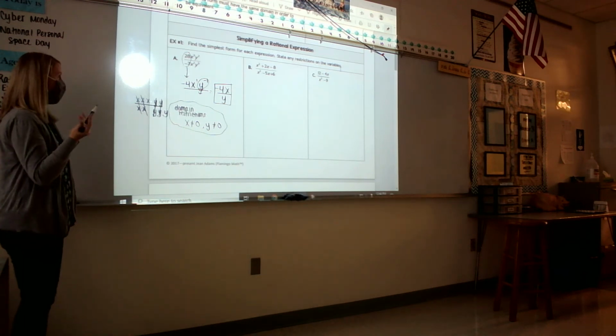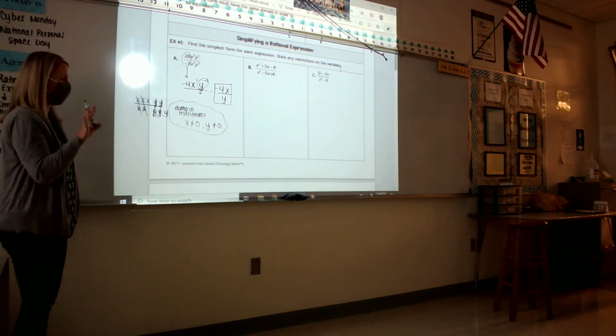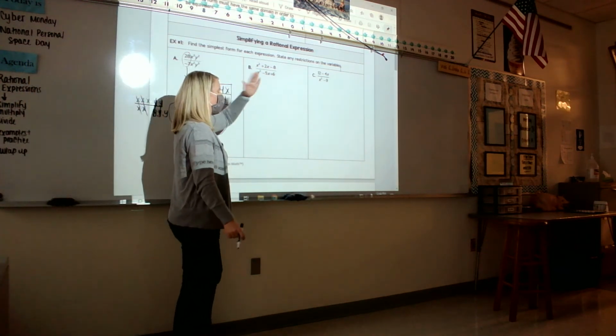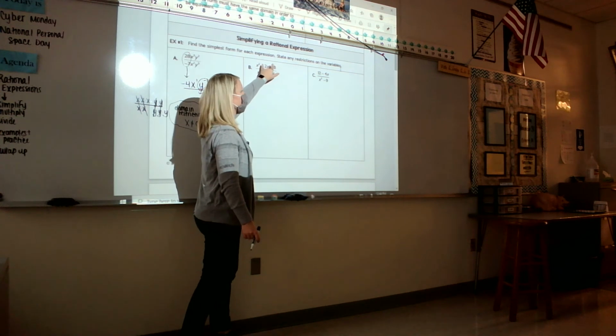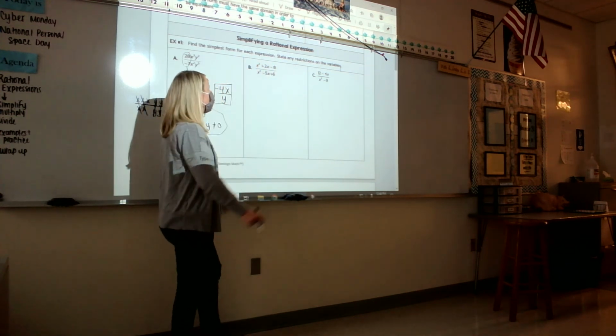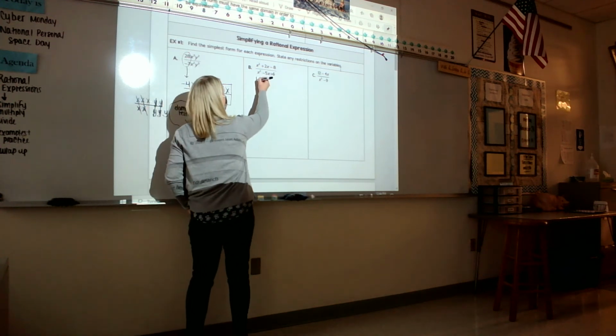So B, okay, this one, once again, please don't be the person that says, oh, I can cancel the x squared. This is a trinomial, these are all stuck together. This is also a trinomial, you can't just pick one piece to cancel out. So in this case, we are going to factor this.